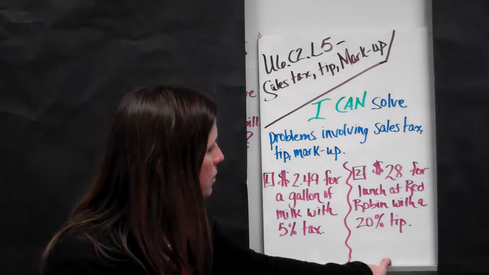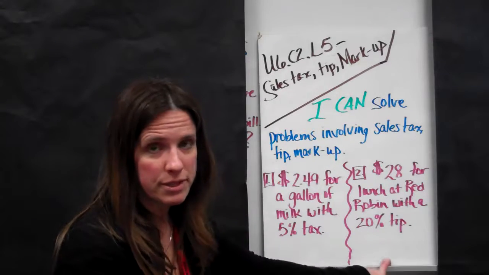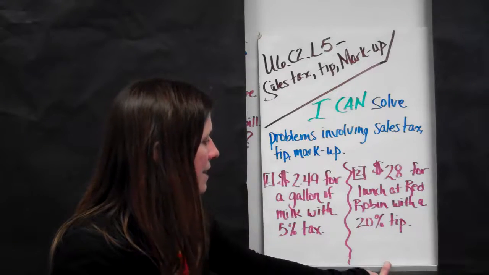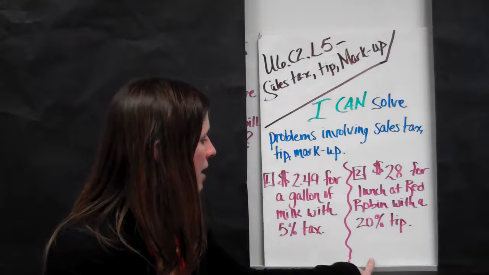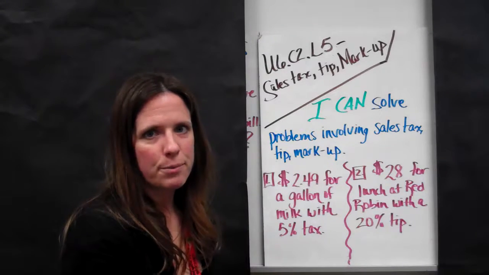And then number two, you had lunch at Red Robin and you spent $28. You're going to leave that 20% tip for your waiter or waitress, so how much will your total bill be with that tip? Give these two a try, and if you need help, you can rewatch the video again or check in with myself or Mr. Romanovich.